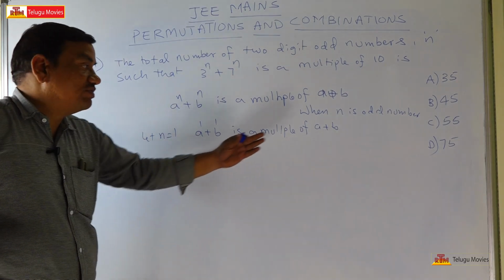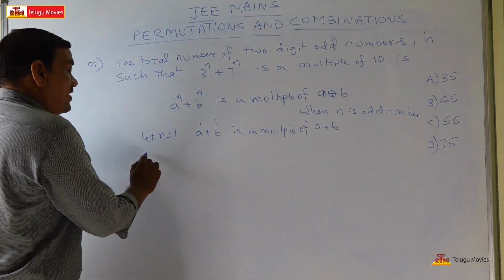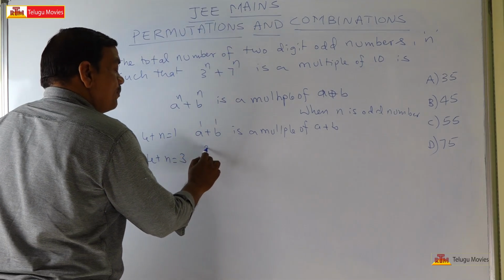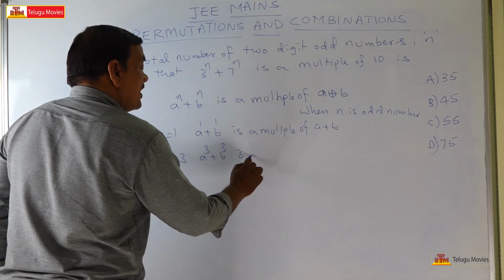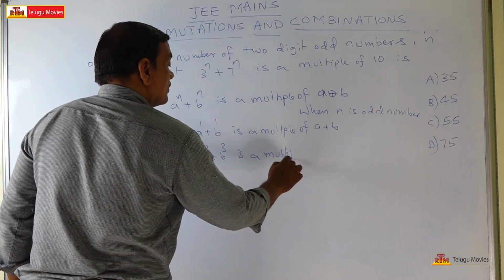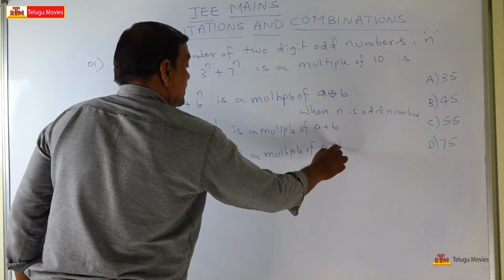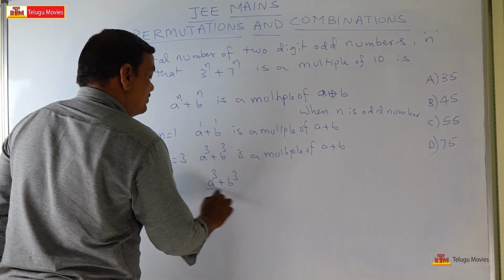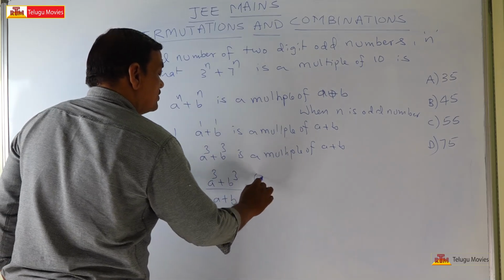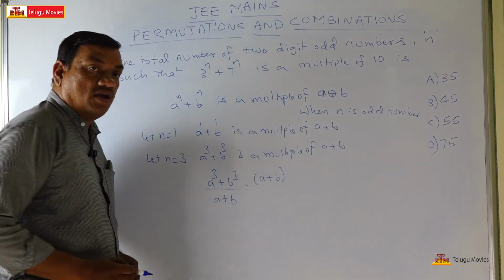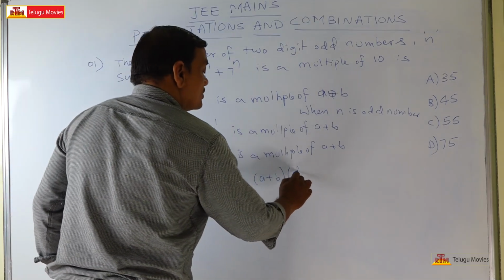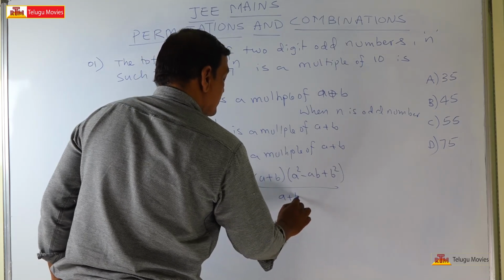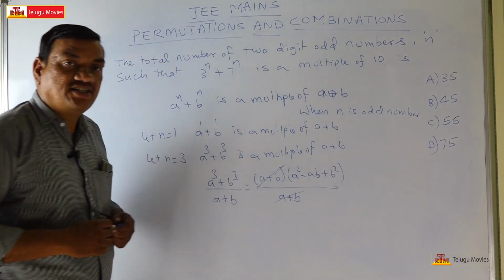Yes, a plus b is divisible by a plus b. If n is equal to 3, is a cube plus b cube a multiple of a plus b or not? Yes, it is a multiple. How can you say that? The formula for a cube plus b cube is a plus b into a square minus ab plus b square, divided by a plus b. The a plus b gets cancelled.